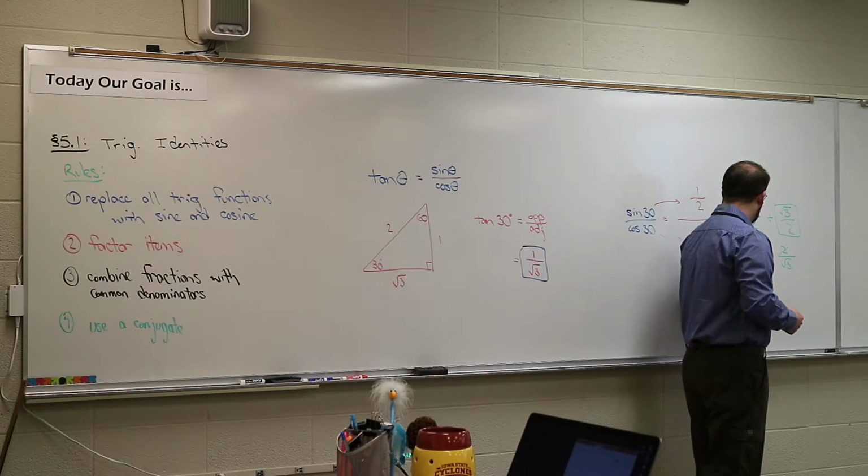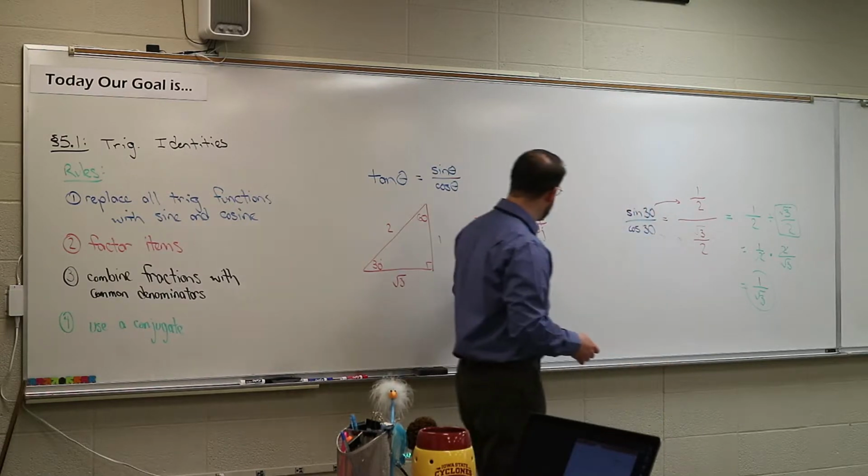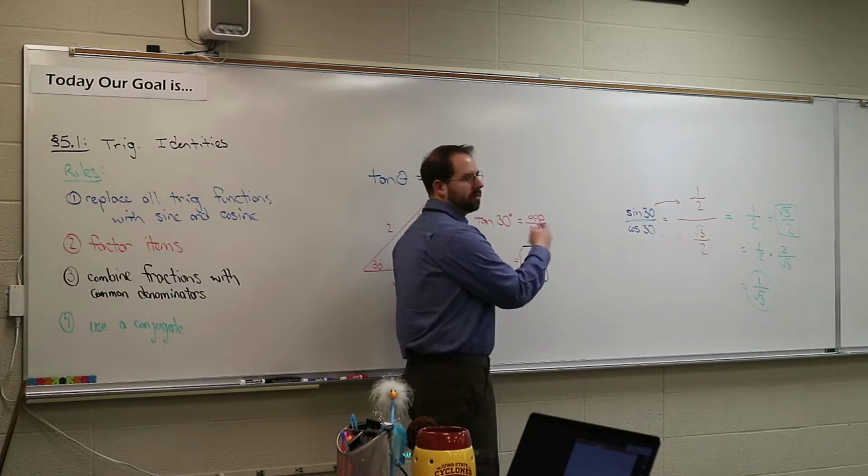You're telling me that's what you get? Tangent would have been 1 over root 3. Well, I'm trying to show you here that this does give you the same answer. Now obviously one is simpler than the other.